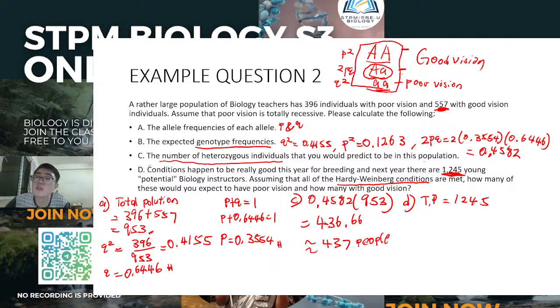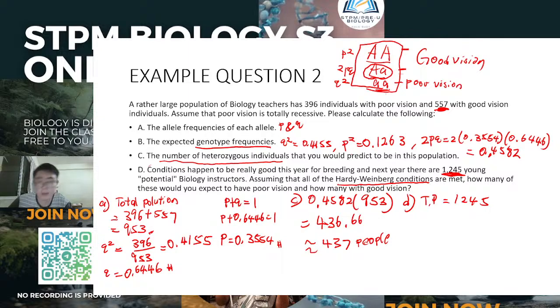And then it wants you to calculate how many people have poor vision and how many people have good vision. So for this question, I just want to ask you, do we need to calculate Q square and P square again? Do you want to calculate the new Q square and P square?